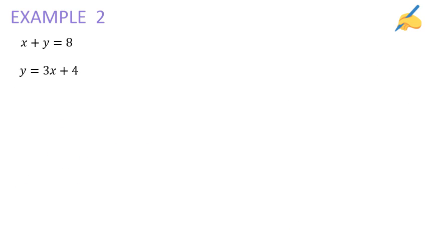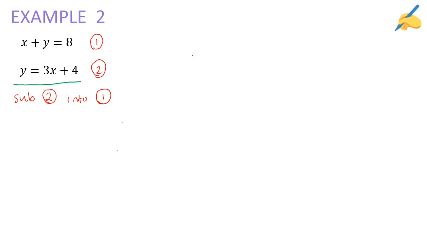Example number 2. So we're finding the point of intersection of these two simultaneous equations. So I label my equations, equation 1 and equation 2. So now I need to substitute one equation into the other. So we're always substituting in the equation that is the y equals one. So in this case, I'm going to substitute equation 2 into equation 1.